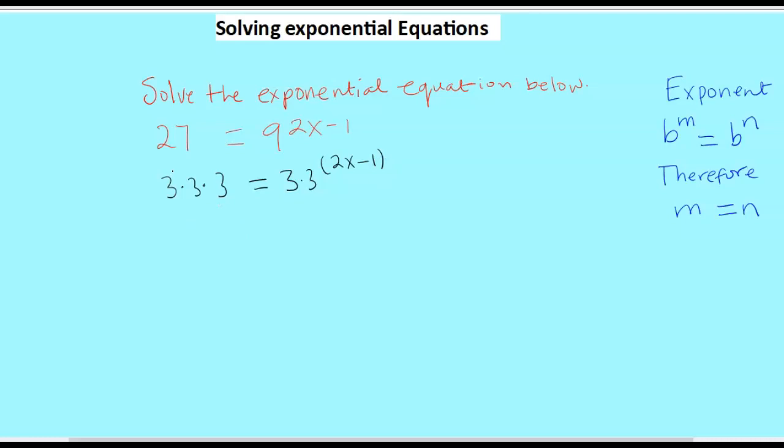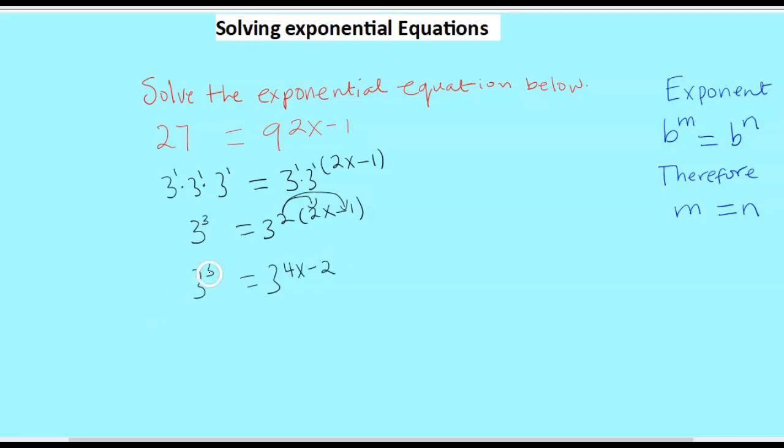For the 3, 3, 3, they have power 1 each. We don't write it, but we're supposed to know, so we will have 3 of them. Here there will be 2, and we already got that here. We have the power of a power, so this is going to multiply: 2 multiplies the 2x, and it's going to multiply the 1 also. So we get 4x minus 2.